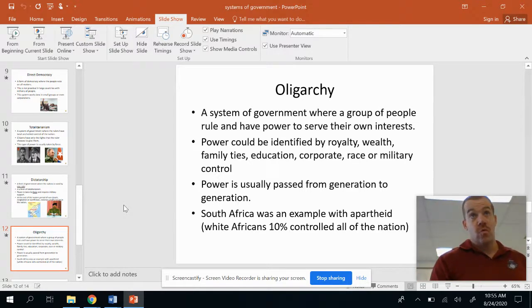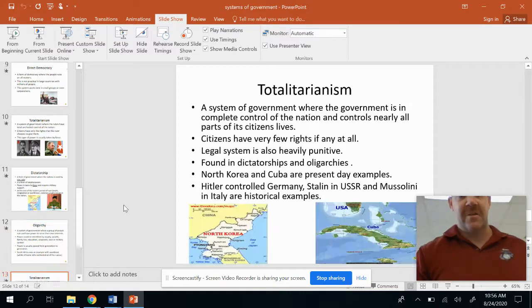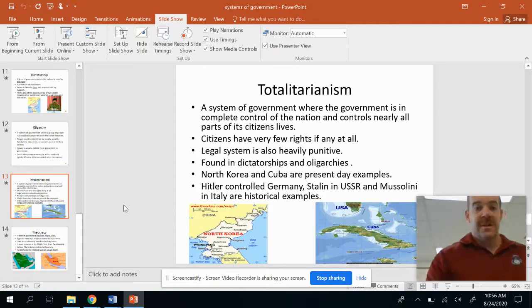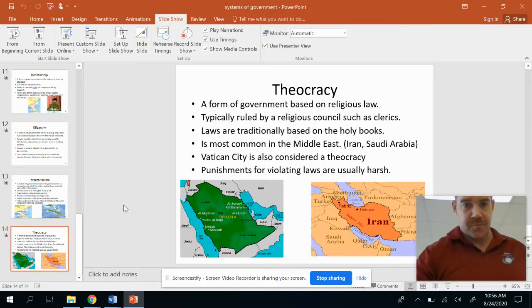So ancient Rome at one point had an oligarchy. If you remember from world history, Mark Antony had control, Augustus Caesar, and then who was the third one? Pompey. All right, there were three of them that had control simultaneously. Totalitarianism, all right, that's where I went over that.